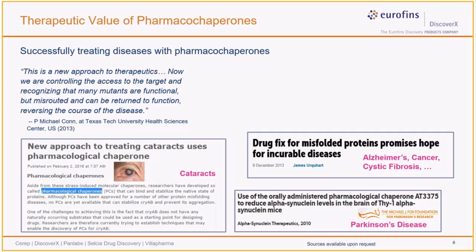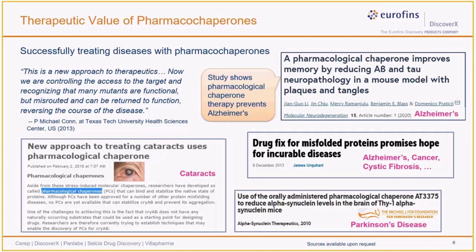So it's really cool. A more recent example from Temple University this year, 2020: a study successfully showed a pharmacochaperone that helps with trafficking of proteins to prevent Alzheimer's disease in a mouse. So this is kind of exciting.